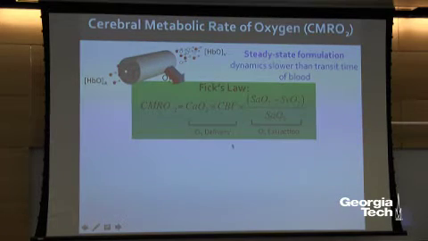We quantify CMRO2 using what's known as Fick's law, which just states that oxygen utilization is equal to oxygen delivery times oxygen extraction from the tissue, where CaO2 is your arterial oxygen content, CBF is blood flow, and SaO2 and SvO2 are your arterial and venous oxygen saturations.